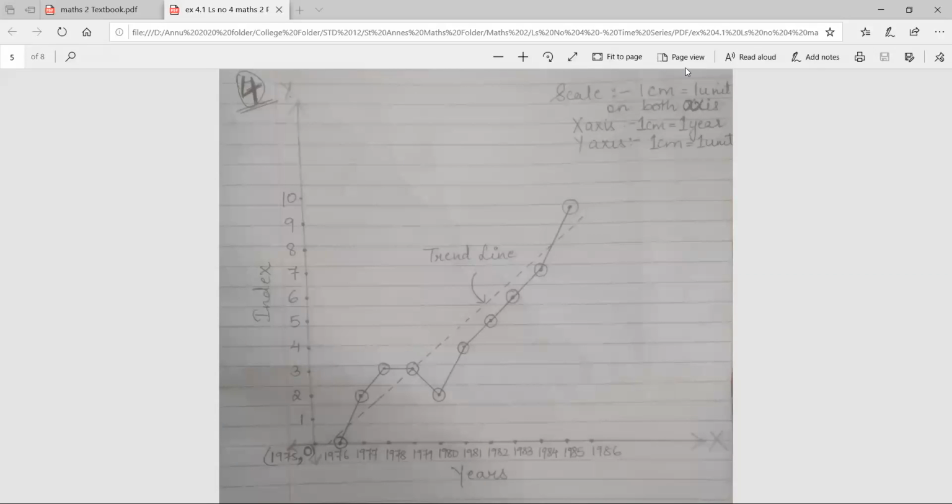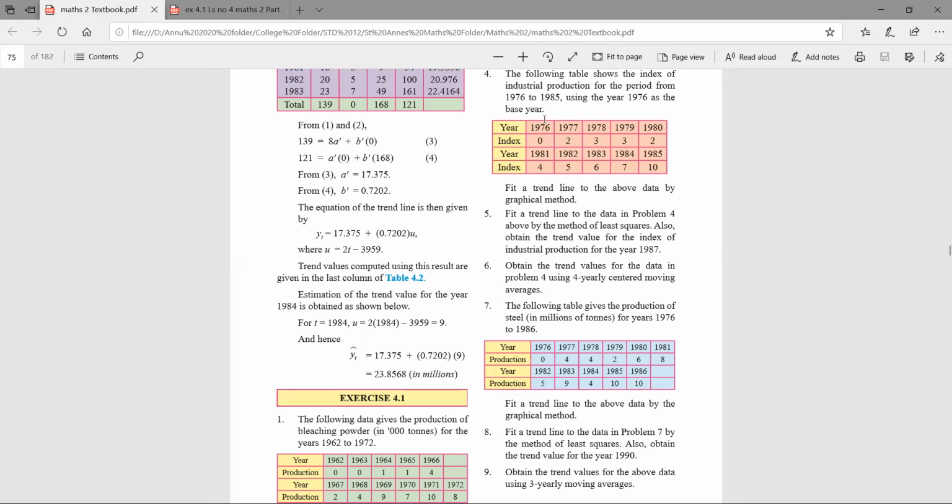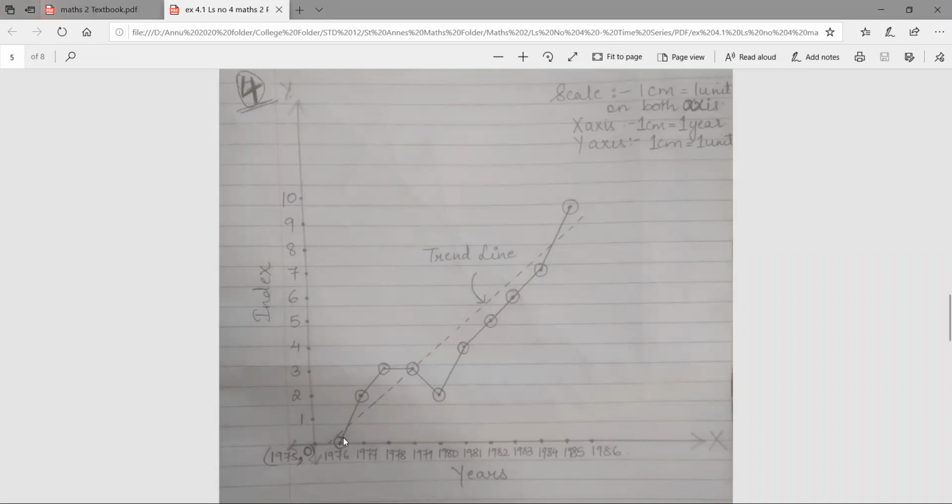So once these three things are ready, the next thing is plotting the points. So as you can see the values, 1976 has the value 0, 77 has 2, 78 has 3, 79 also 3, and so on. So like this, with the help of the scale, I hold the scale in a vertical manner, straight. So 76 is 0, so again it will be on the axis. 77 has the value 2, so I've kept the scale and measured exactly where 2 appears, and I've put a dot. Then I moved the scale to 78, held it straight, and then I plotted point 3.